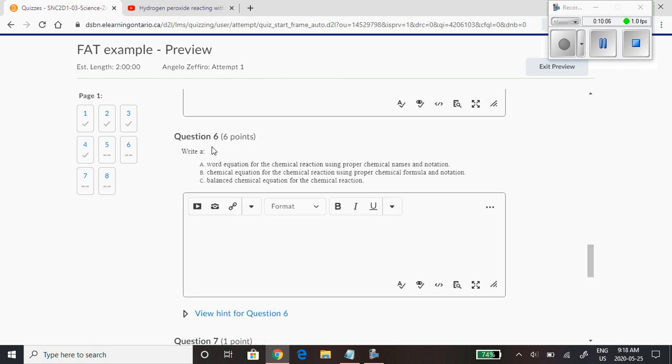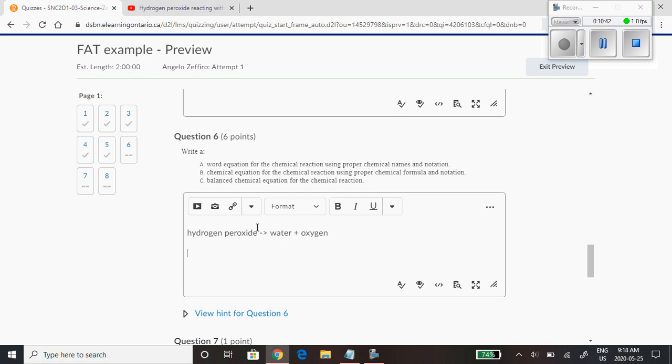Number 6, write a word equation for the chemical reaction using proper chemical names and notation. All right, so it was hydrogen peroxide. And then you might want to put an arrow in there. There you go. And what did it produce? It produced water, and then a plus sign, and oxygen. Okay, so I did the word equation. All right, well, that's good.